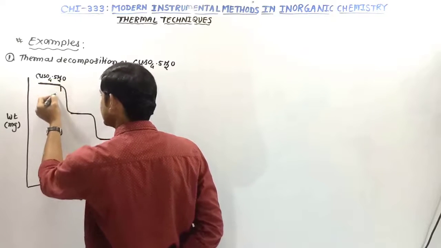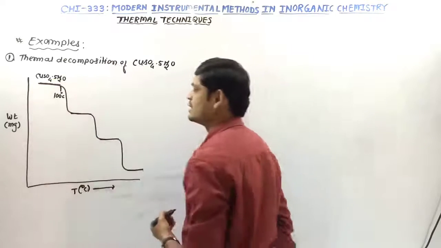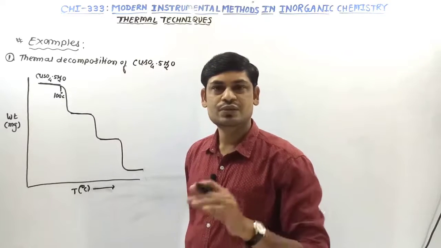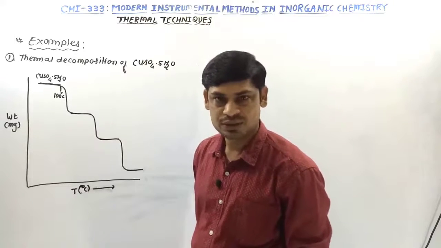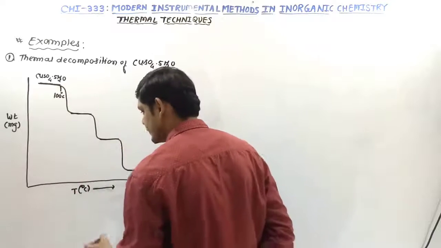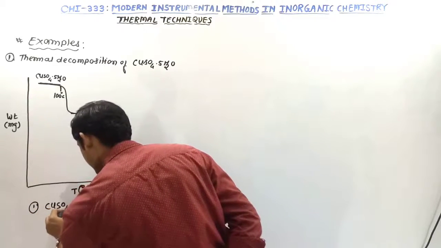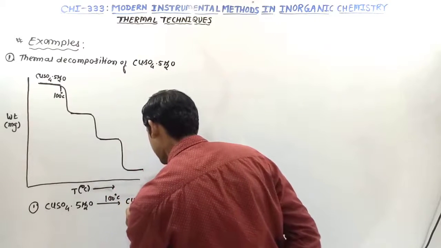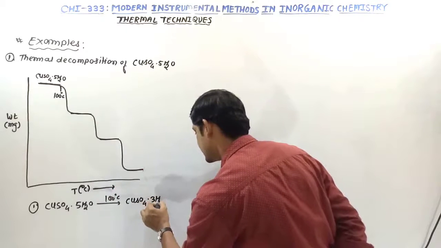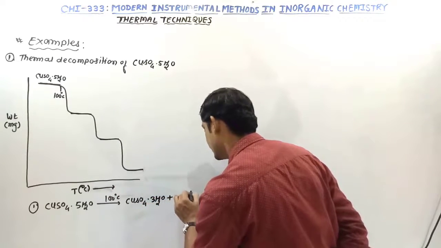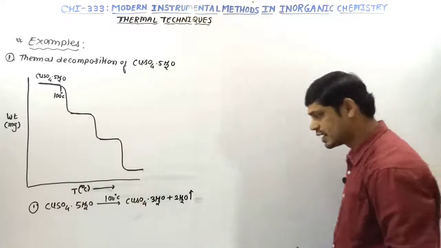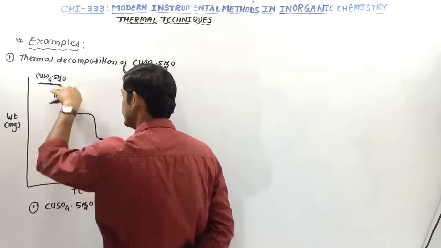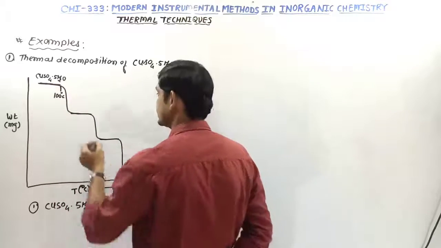At about 100 degrees Celsius, copper sulfate pentahydrate starts to decompose, and during this decomposition, some water molecules are evolved in the form of water vapor. So the first reaction which takes place at 100 degrees Celsius is CuSO4·5H2O, when heated at 100 degrees Celsius, gives copper sulfate trihydrate, CuSO4·3H2O, plus 2 moles of water evolved in the form of water vapor. It means that 18 × 2, 36 milligrams of weight will be lost here. So this is the loss in weight. It will drop down.